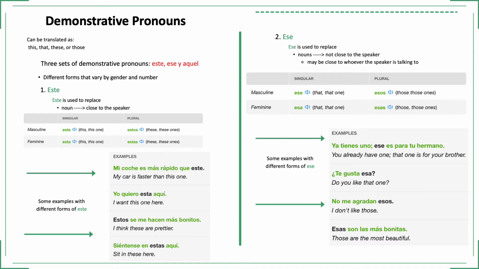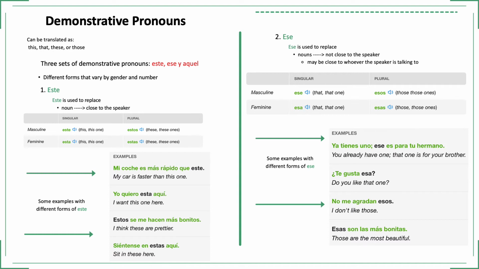So now let's talk about some examples. Mi coche es más rápido que este. My car is faster than this one. Yo quiero esta aquí. I want this one here. Estos se me hacen más bonitos. I think these are prettier. Siéntese en estas aquí. Sit in these here.